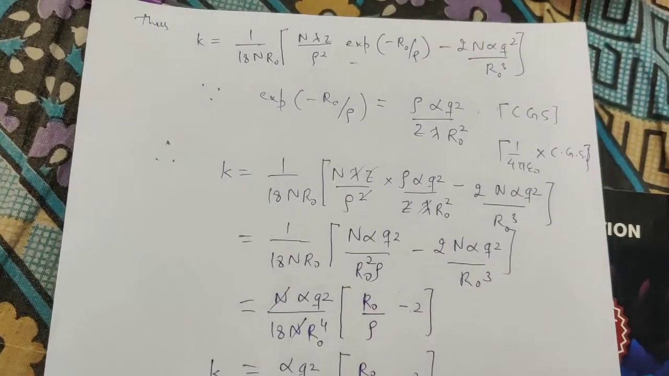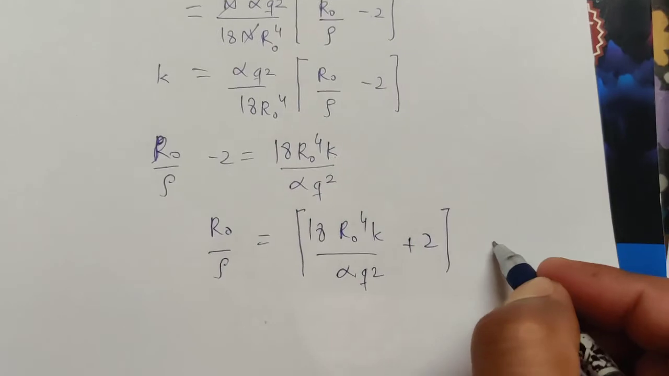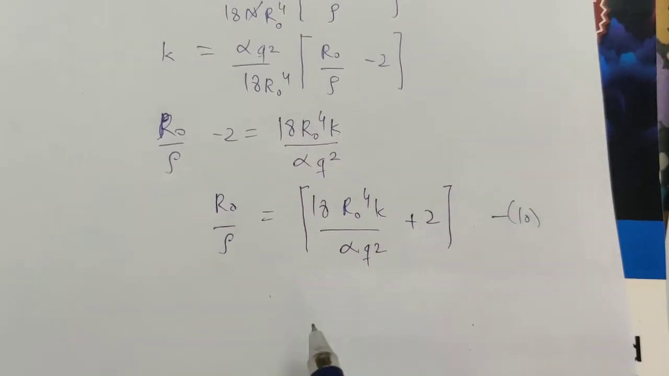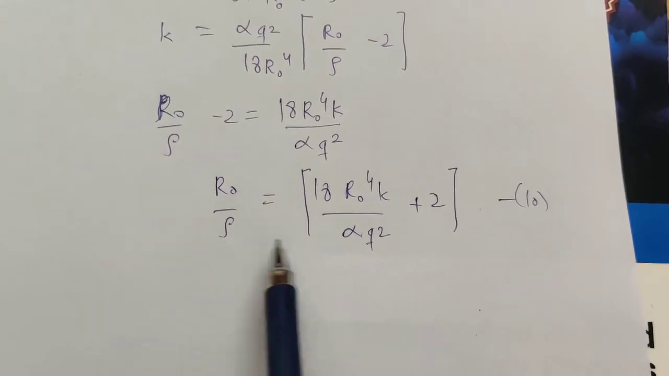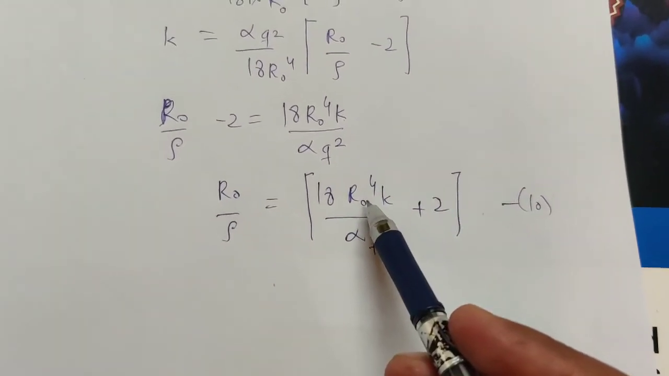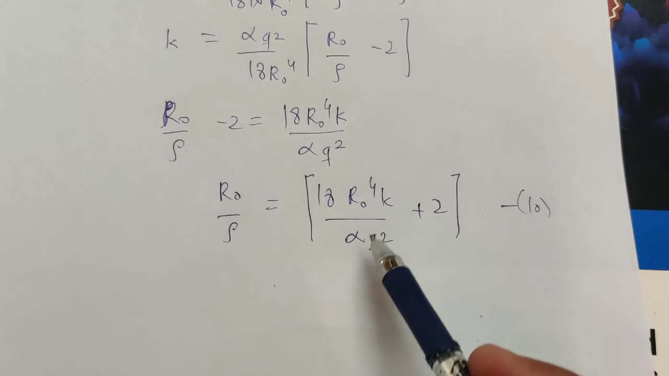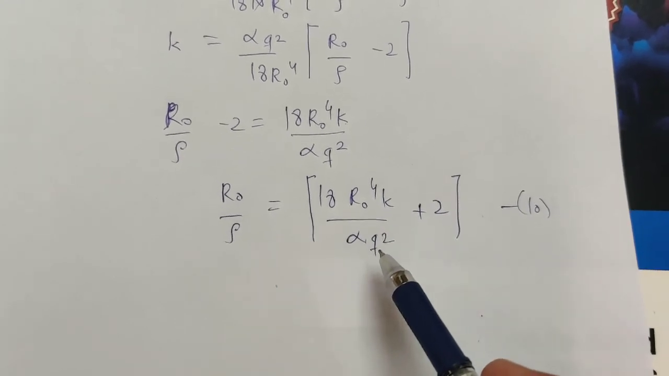So this is your equation number 10. From equation number 10 we can find the value of rho if we have the values of r naught, k, alpha and q for the given crystal.